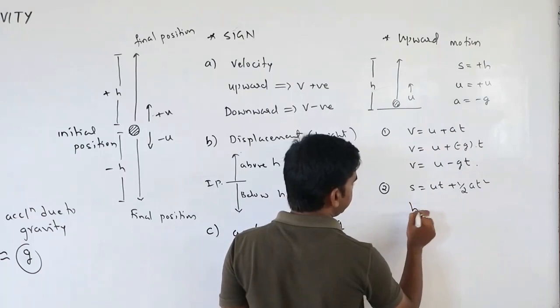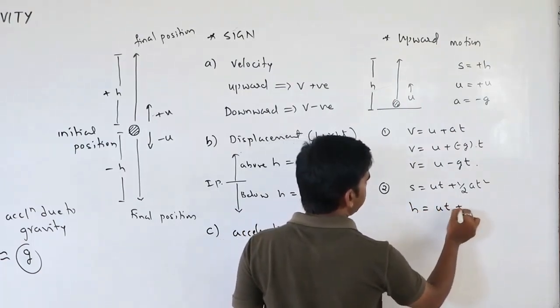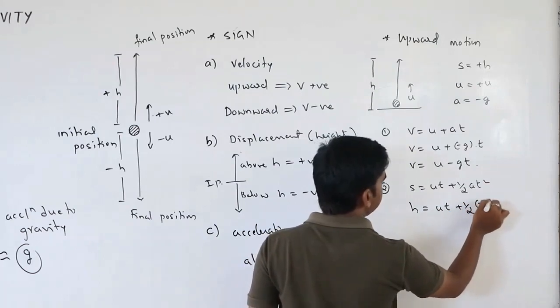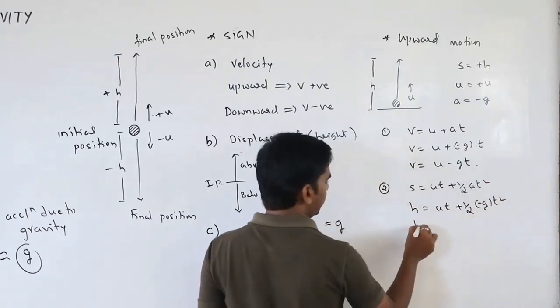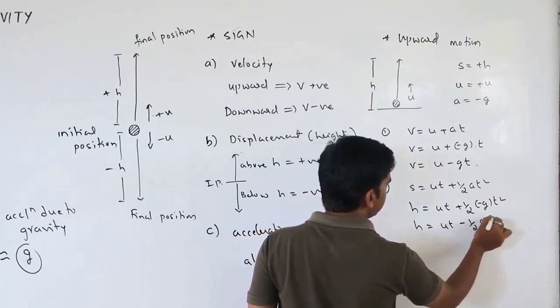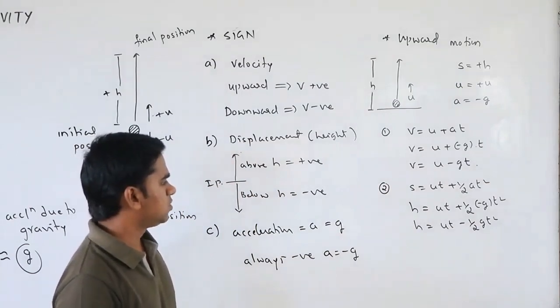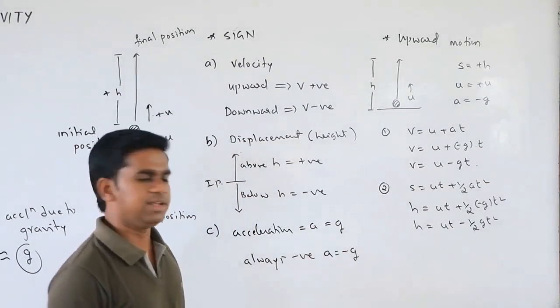Plus H. H equals to U T, write as it is, plus half A, which will be minus G T square. Now H equals to UT minus half GT square. So this is going to be our second equation.